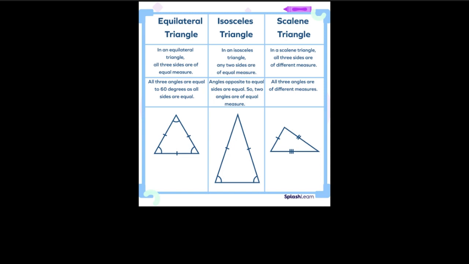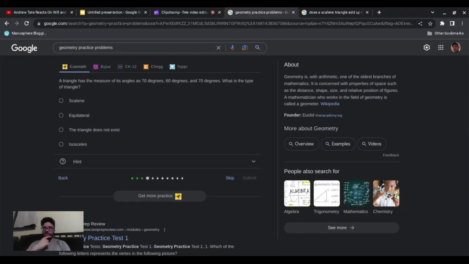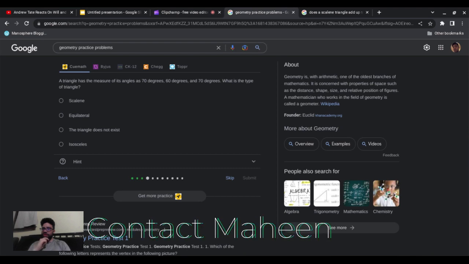So, with that in mind, let's go back to the original question. A triangle has the measure of its angles as 70 degrees, 60 degrees, and 70 degrees as well. So what is this type of triangle? Is it a scaling triangle, equilateral triangle, or an isosceles triangle?